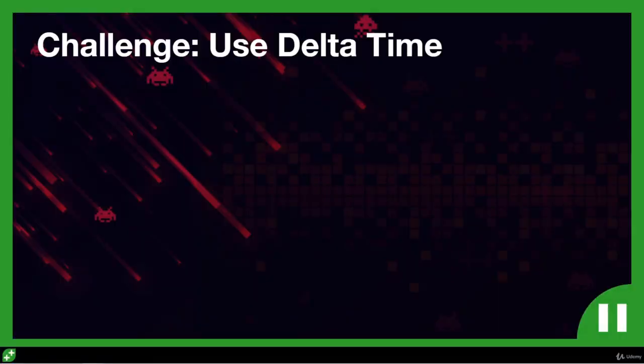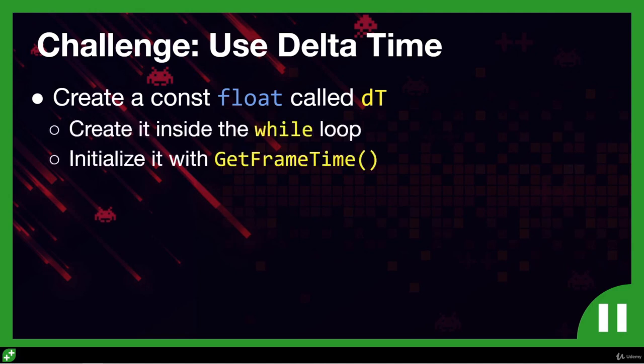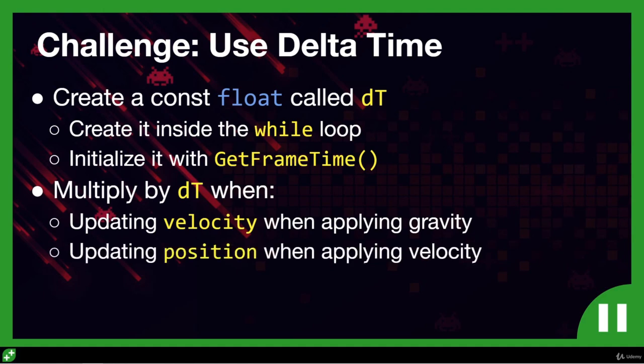And now for your challenge. You're going to create a const float called dt for delta time. Go ahead and create it inside the while loop and initialize it with the value returned from getFrameTime. We're going to multiply by dt whenever updating the velocity when we apply gravity, as well as when we update the position when applying velocity. This way our movement will be independent of frame rate. Pause the video and do this now.